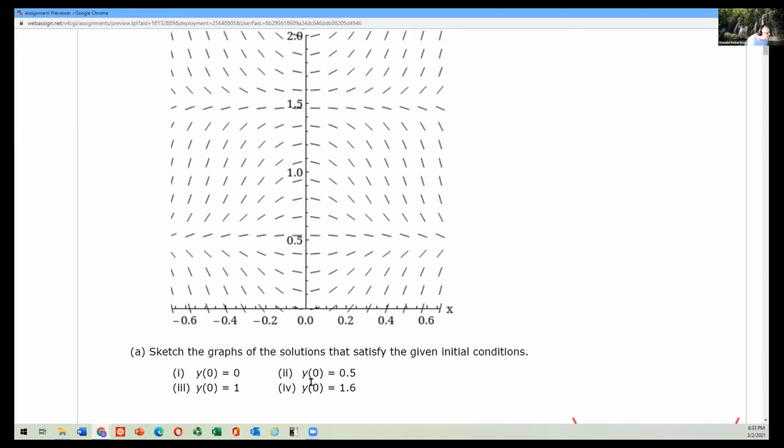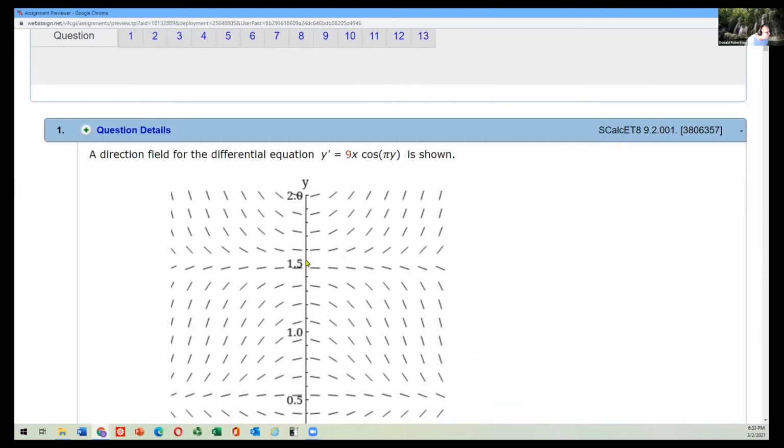Suppose I did 0, 1.6. 1.6 is about here. Can you see that the curve would probably be a big happy face? What about 1.4? Well, wouldn't the curve come down and then hit this fella? And then come down and hit this fella?